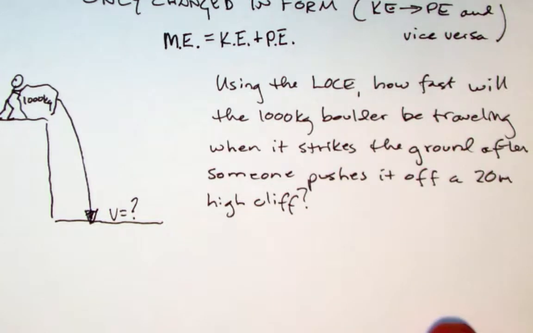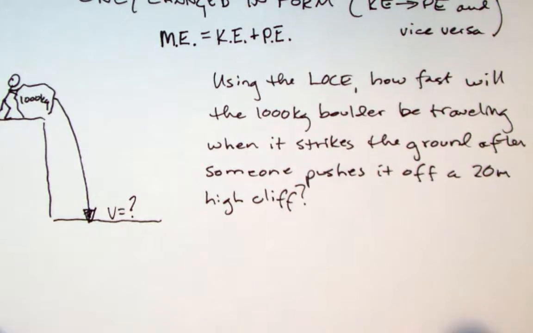So we're going to take a look at a problem here. Using the law of conservation of energy, how fast will that 1,000 kilogram boulder that we had in the last problem be going once it hits the ground? Not after it's hit the ground and come to rest, but as it's hitting the ground, how fast is it going?